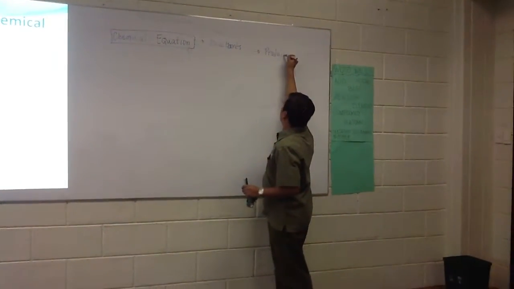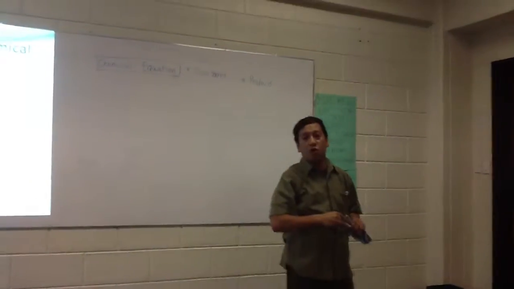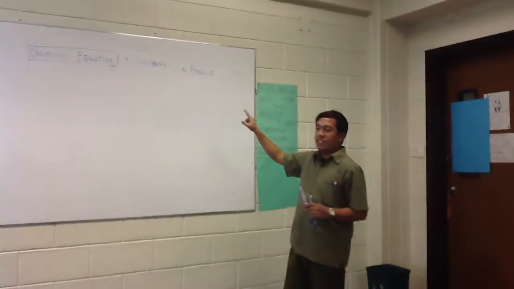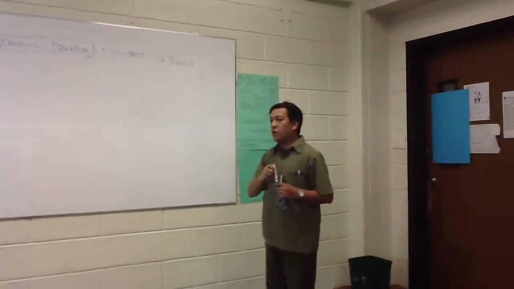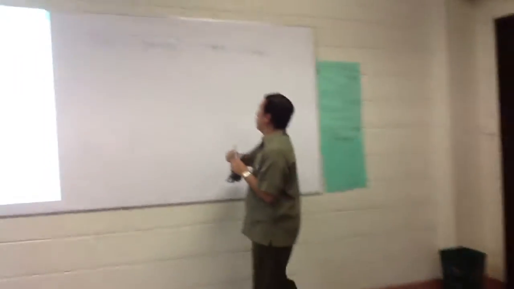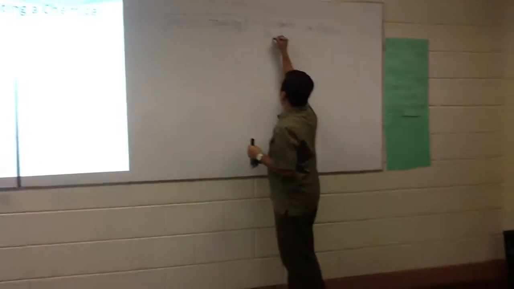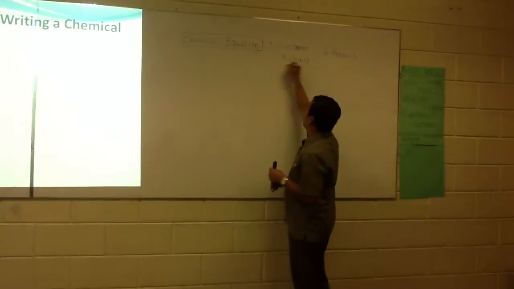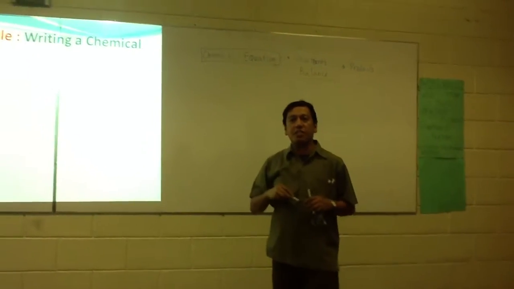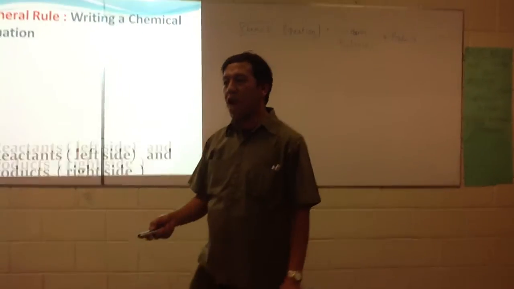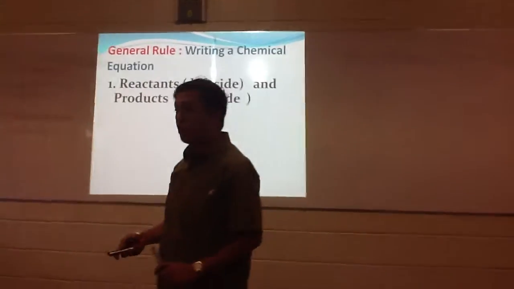Products. A chemical reaction or a chemical equation has to have reactants and products. And what is the main goal for a chemical reaction? It has to be what? It has to be balanced. So the main goal for a chemical reaction or equation should be balance. Let's take note of the 3 words: reactants, products, and balance. What is the relationship among the 3?